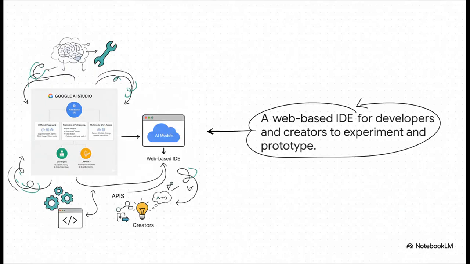This diagram really lays out the whole ecosystem perfectly. Right in the center, you've got the web-based IDE, giving you that direct line to the AI models. But look who it's for. It's not just for developers testing code and APIs. It's also for creators, people who might not even write code but want to brainstorm and build cool new things. It's a bridge between those two worlds.